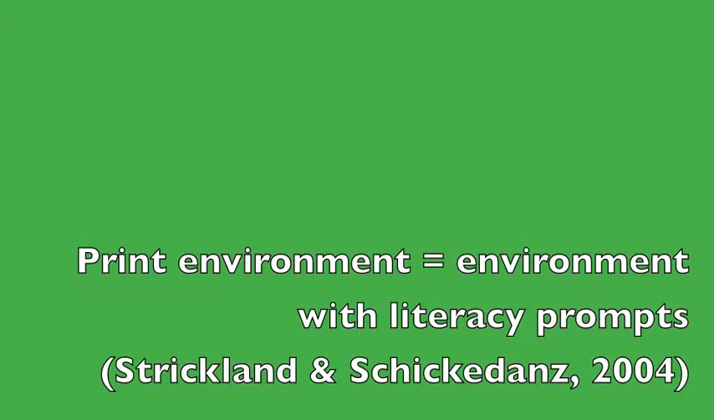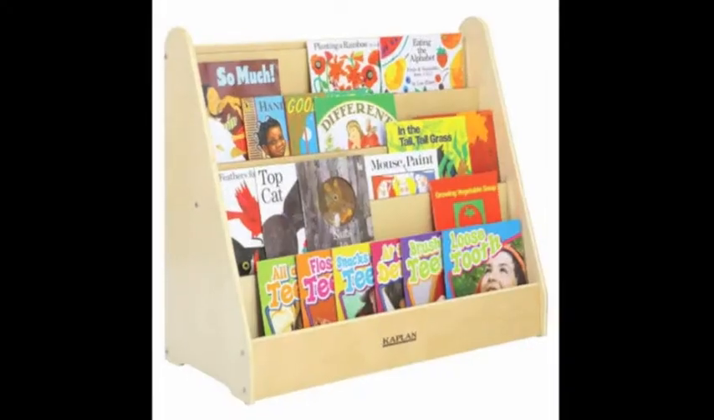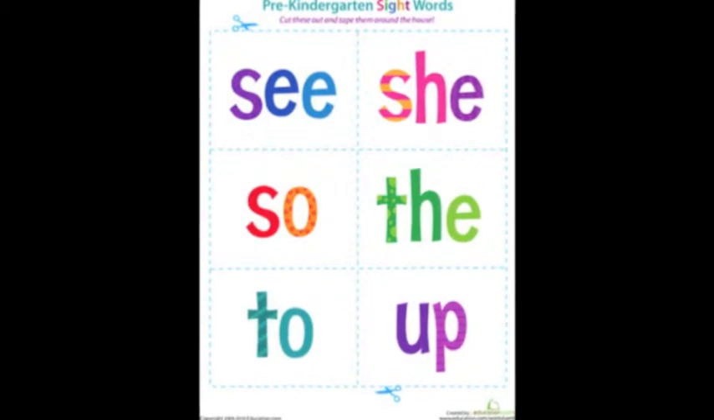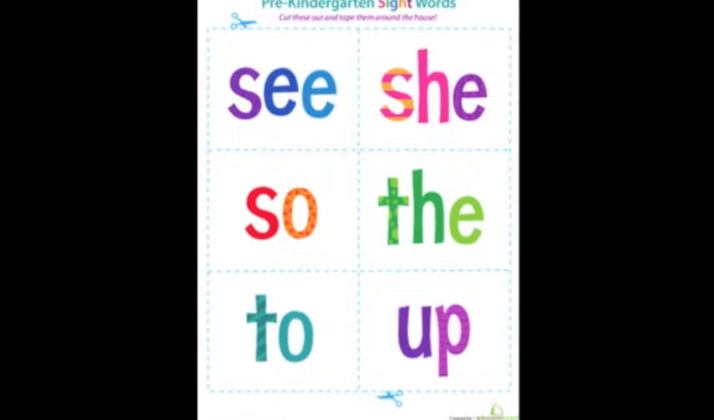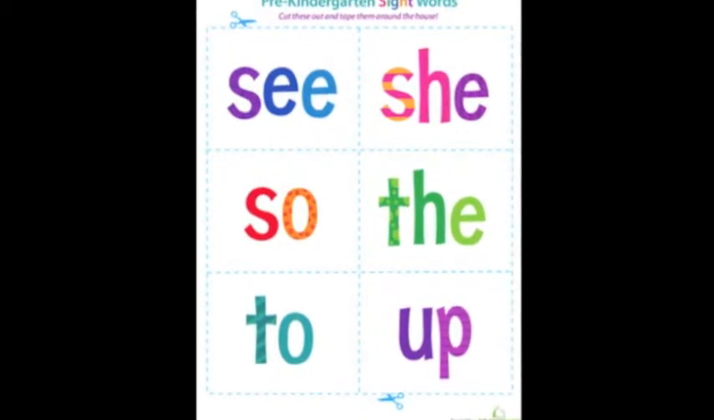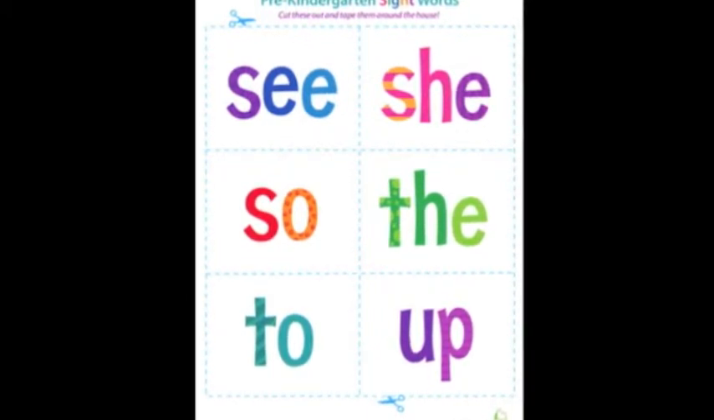A rich print environment involves literacy prompts around the classroom, such as books, sight words, and writing supplies. Targeted elicitation and repetition can be applied in routines, maps, encouraging children to draw what they are saying, and in group activities like in this video.